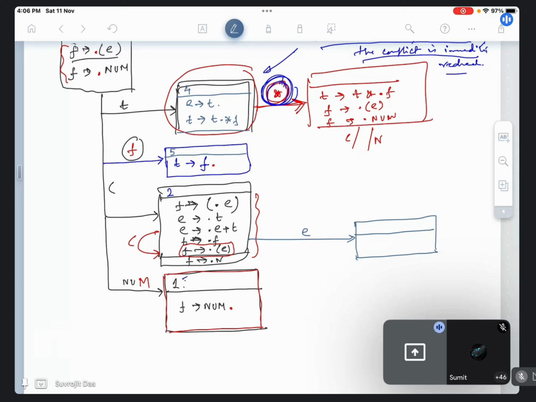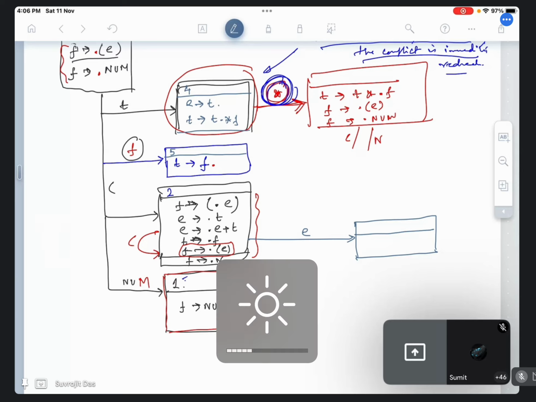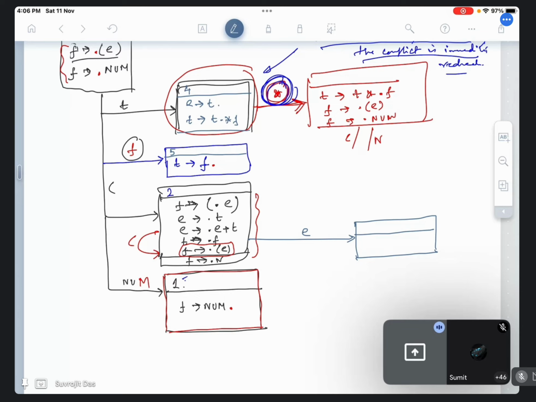And in that state you would have the dot moving towards the right. So F goes to this production, the dot should move one position. So F goes to bracket, then dot, then E. This is one production.